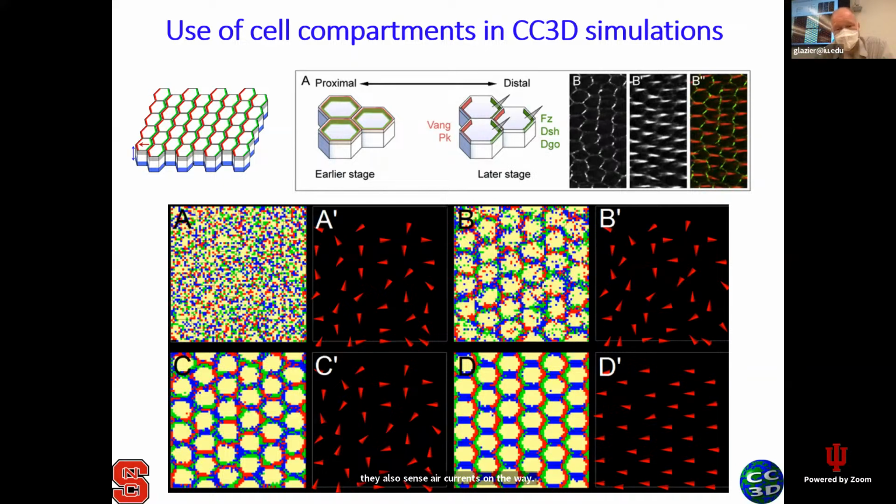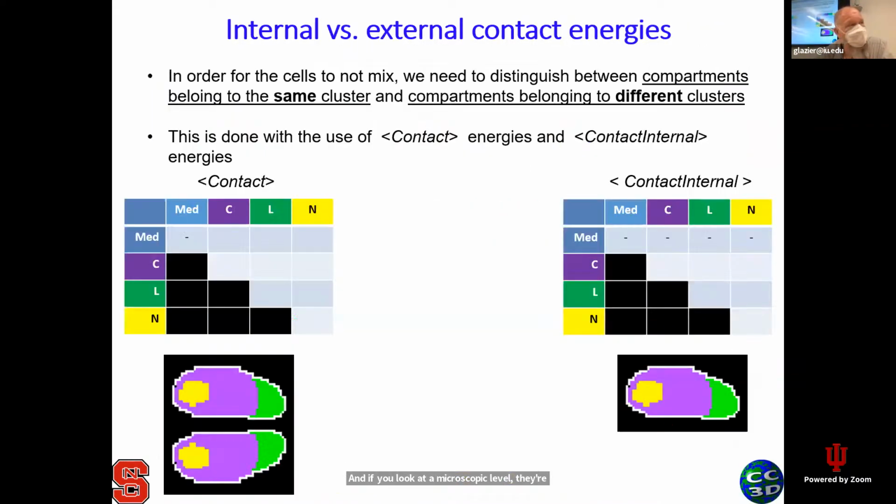And if you look at a microscopic level, they're all parallel to each other on the wing. So let me just go through a few of the concepts that we're going to have to be able to build compartmental cells. The most important thing that is different in a compartmental cell is the idea of contact energy.